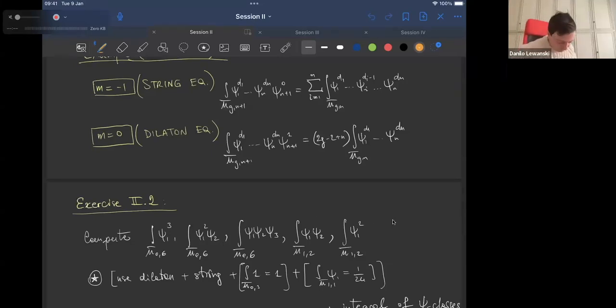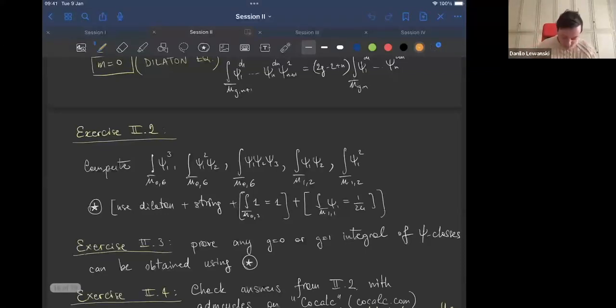So all of these exercises can be done by using the string and dilaton equations, and by using the fact that the integral over M_{0,3} bar of 1, so you're integrating over a point, is just 1, and the integral of psi_1 over M_{1,1} bar is 1 over 24. This is something that I would love to prove, but it would take me some time. Especially the Kontsevich graph proof, which is very nice, would take me some time.